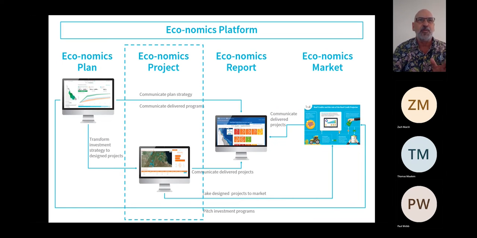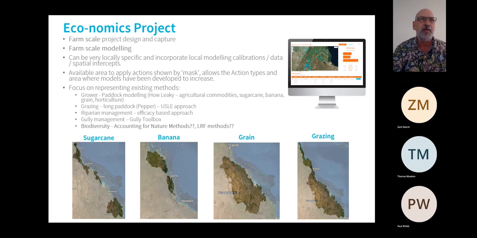Following on from that will be Eco-nomics project, and it's relevant for this discussion just to have some context. Eco-nomics project is farm scale project design and capture, and it allows us to have very locally specific information, to be able to do spatial intersects and overlays. That matters in this biodiversity discussion because we've got some really great spatial data that doesn't necessarily have excellent spatial coverage, but locally it's very good, so we'll be able to use that in Eco-nomics project.